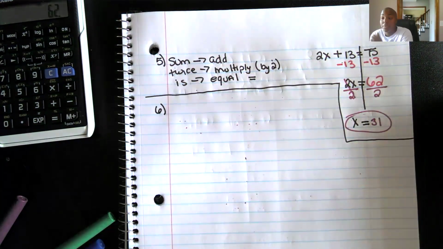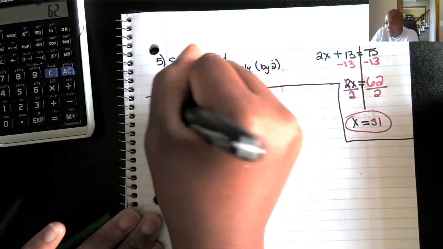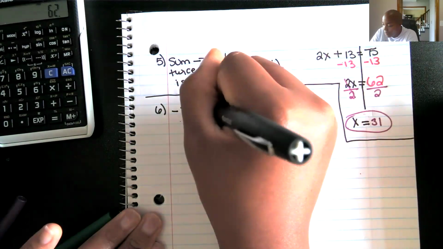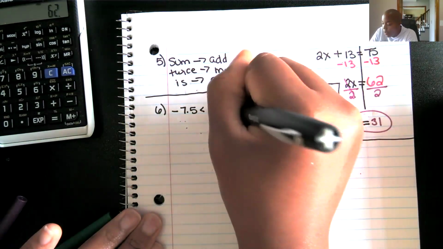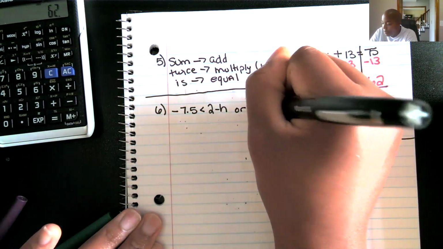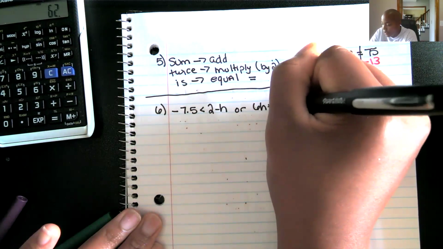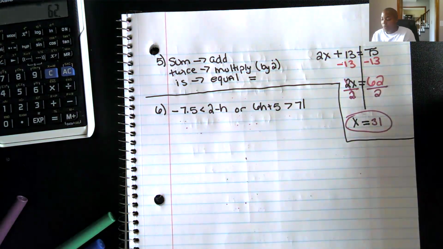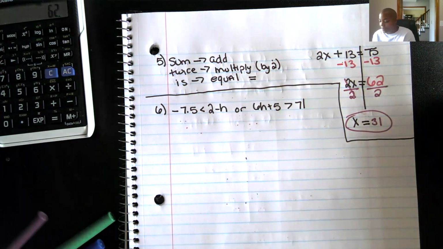Number 6. Solve the inequality and graph the solution. Okay, so first we're going to write down the inequality, and then once we're done, we will create our number line and then graph it on there. So we have negative 7.5 is less than 2 minus h, or 6h plus 5 is greater than 71. All right, we're going to solve these separately and then we'll graph it.